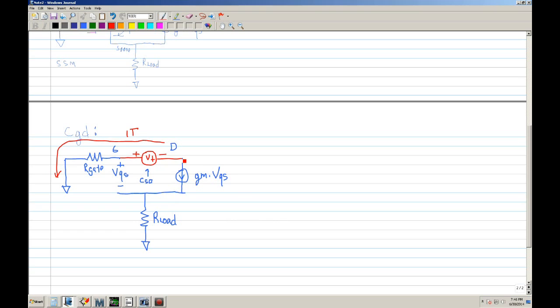Let me go ahead and put the ground. In this case, typically you would define your VGS, but since this is grounded, and you look at the V gate, if you notice, the voltage at the gate would be IT times R gate, and it would have that type of sign.